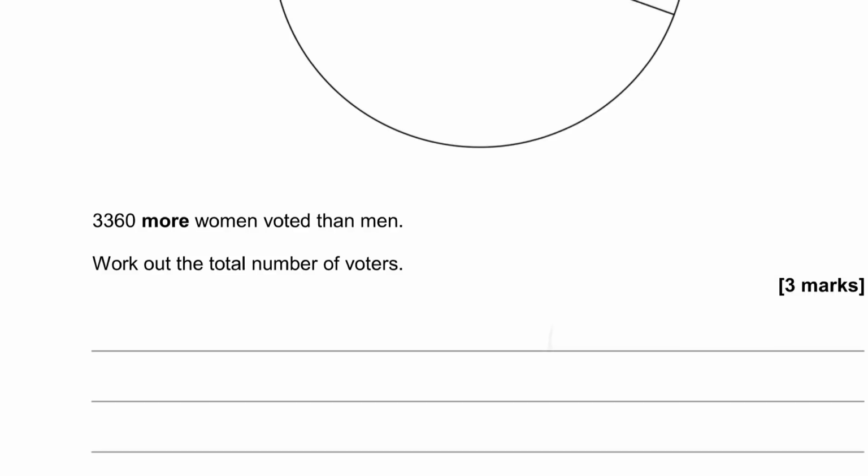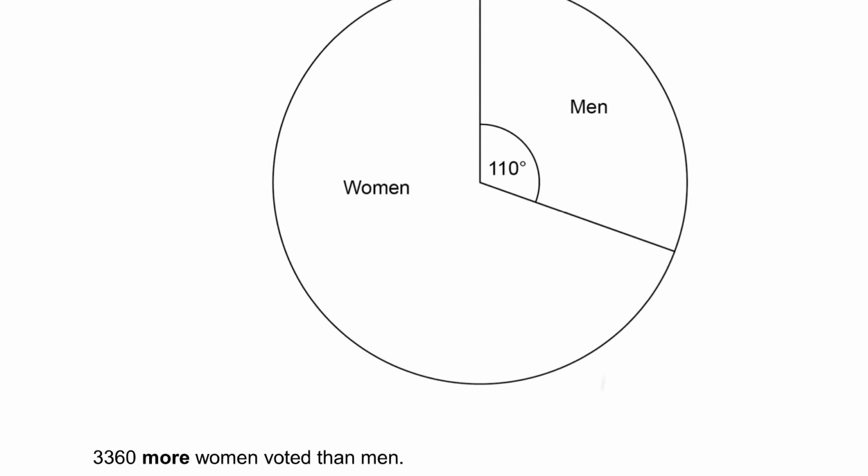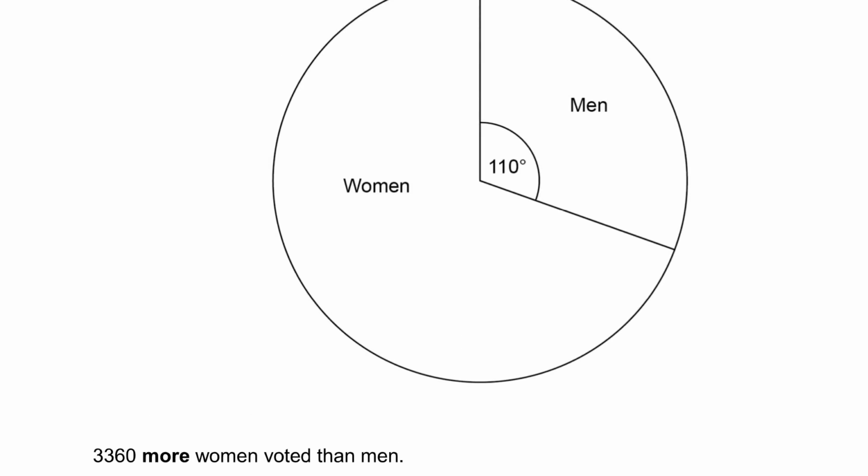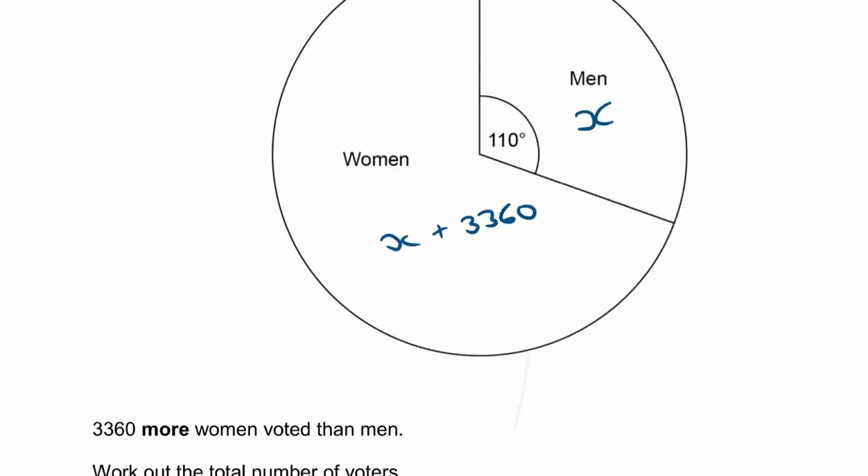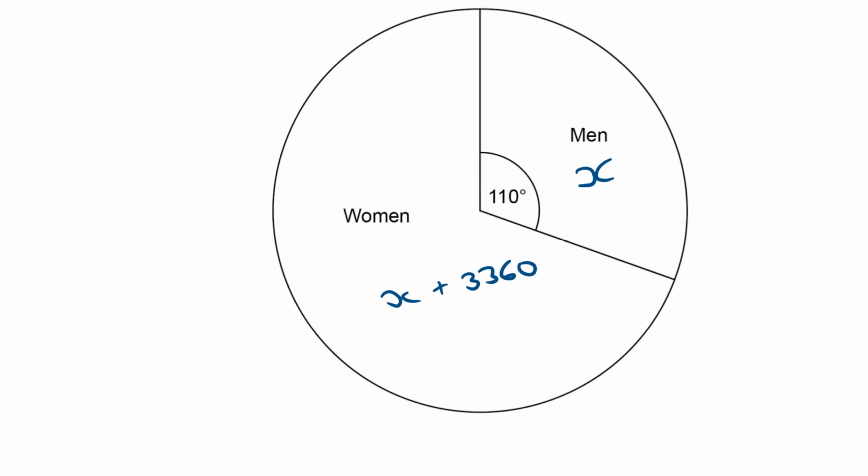Okay, so let's say that the number of men voting was X. Then 3,360 more women voted than men. Then women voting must be X plus 3360. Okay. How does that help us? Right, and then I suppose we can use the angle then to work out the rest.